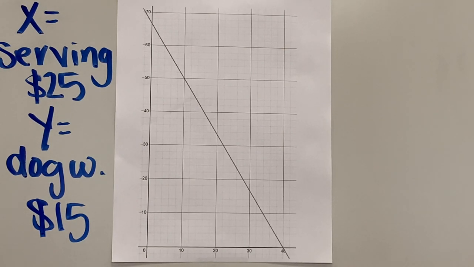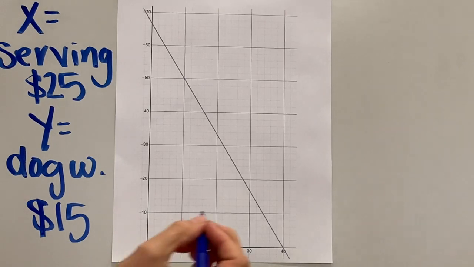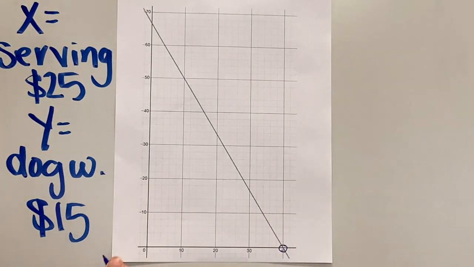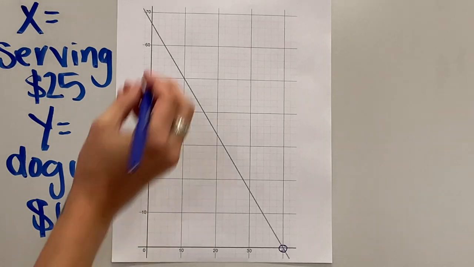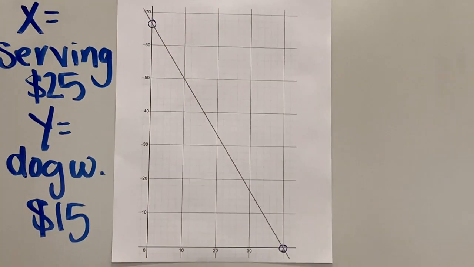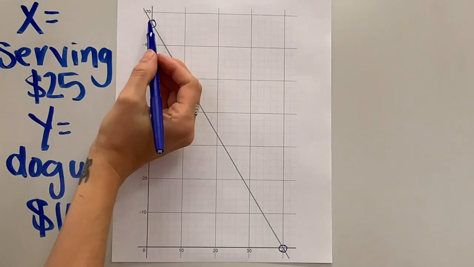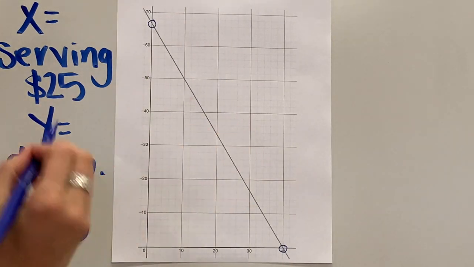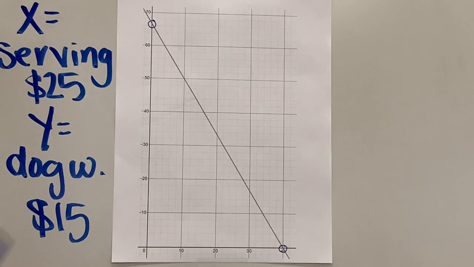I went ahead and graphed the line that we made. So right over here where this line crosses the X-axis, that means that it crosses at 40, she would have to serve 40 hours and dog walk 0 hours in order to make her goal of $1,000 per week. This part of the line where it crosses the y-axis means if she didn't want to serve at all, she would have to work 66 and two-thirds hours to make her goal of $1,000.